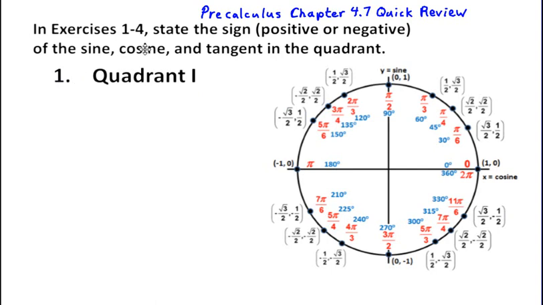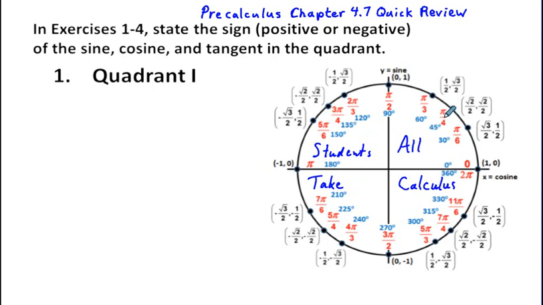What we're looking for in exercises 1 through 4 is the signs of the trigonometric ratios, sine, cosine, and tangent, in each quadrant. To do this, one thing I've often used is an acronym. It goes like this: All Students Take Calculus, which is obviously not a true statement, but it serves a purpose here.